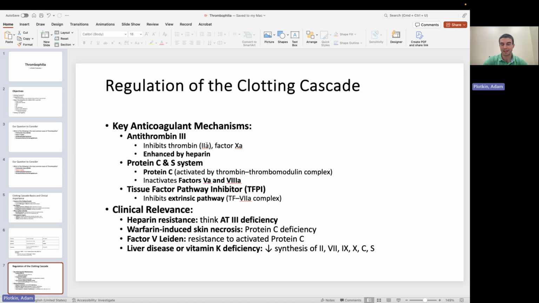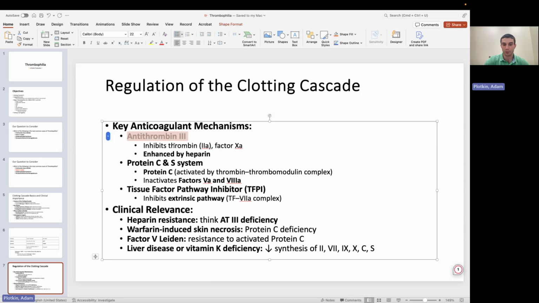So the regulation of the clotting cascade is really important. There are key anticoagulation mechanisms. Antithrombin 3 is going to inhibit thrombin and factor 10, okay? This is enhanced by heparin. Heparin's job is that it enhances antithrombin 3, which then inhibits thrombin and factor 10. That's why heparin is a really good anticoagulant, because we activate antithrombin 3 and inhibit thrombin and factor 10. And as we just saw on the last slide, that's going to cause a real problem making those fibrin nets, and therefore our blood is not going to be able to form nice big clots. That's the whole purpose of heparin.